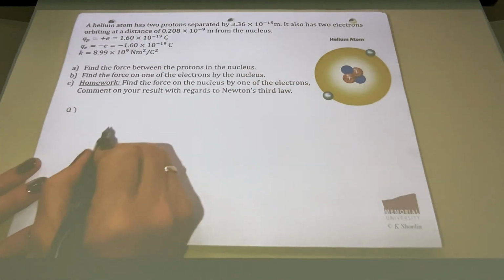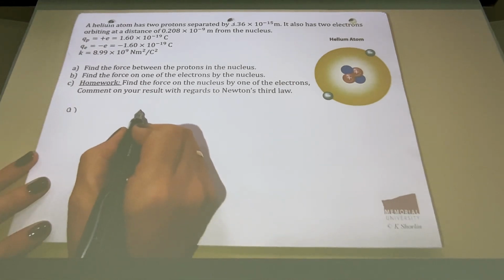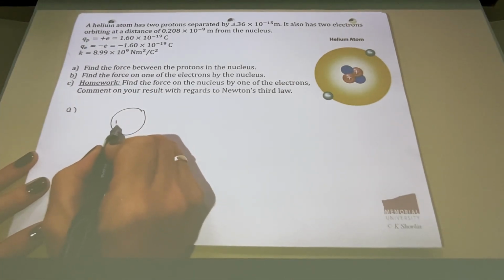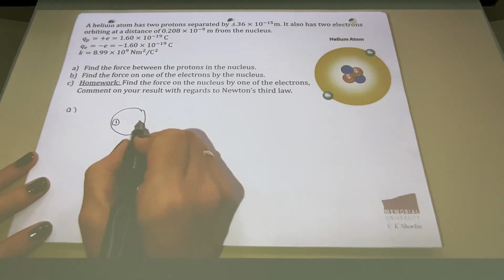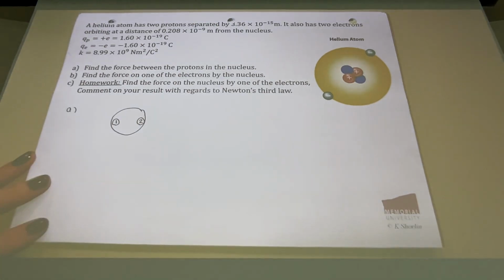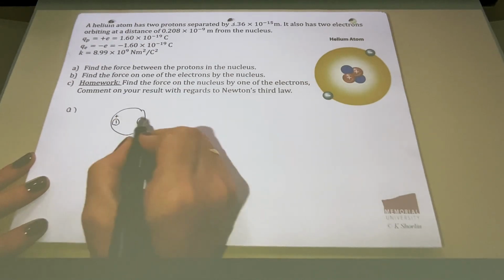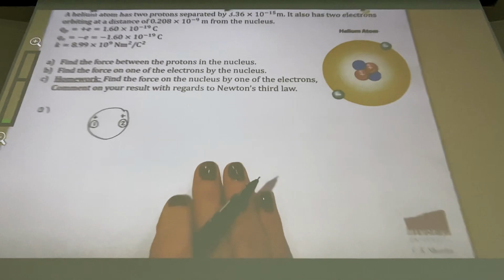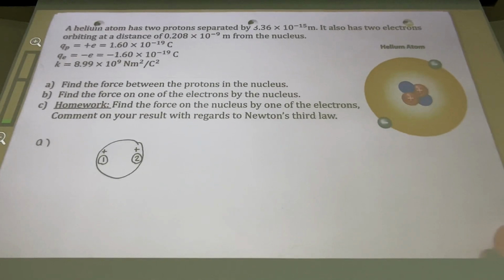So I'm just going to do a quick sketch. So here's my nucleus. I've got 1 proton here. I'm going to call that charge 1. I've got a second proton here. I'm going to call that charge 2. I'm going to put a plus sign next to each of those just to remind myself that the proton is positive.